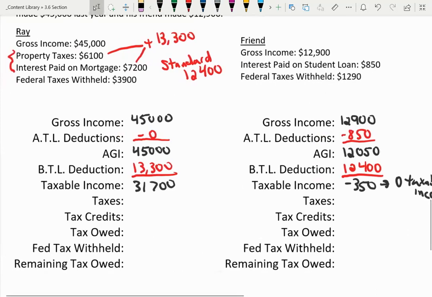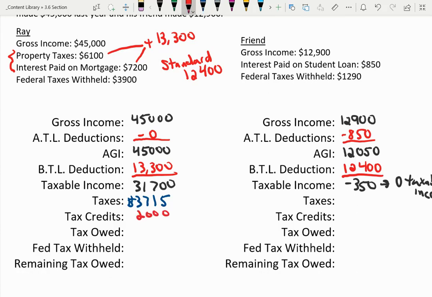Now, let's just say that the taxes were calculated for Ray. He could have been taxed on 31,700. The taxes that he ended up owing was $3,715. That's what he owed in taxes. Well, now he'd get credited. If you have a child, the child tax credit as of now is $2,000. So he could take away $2,000 for having a child.